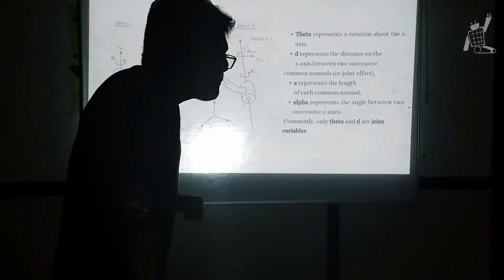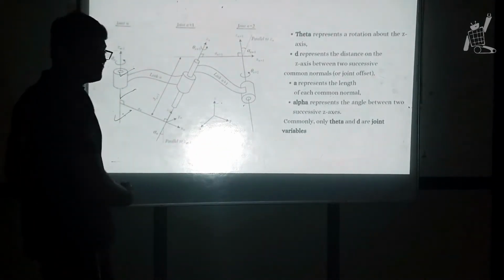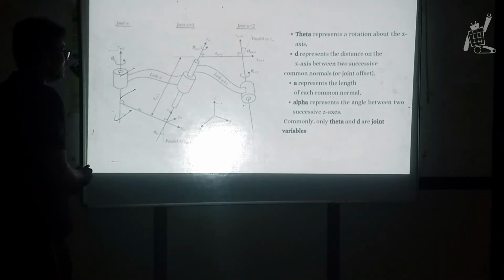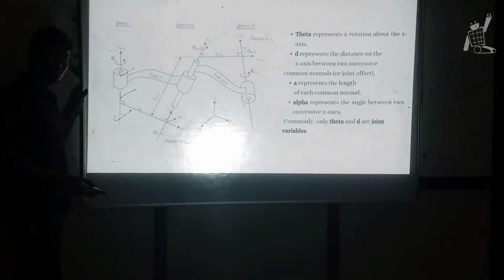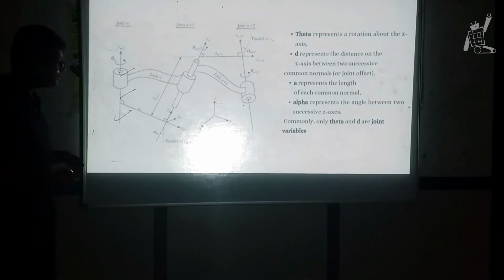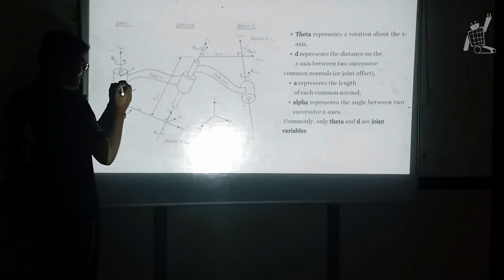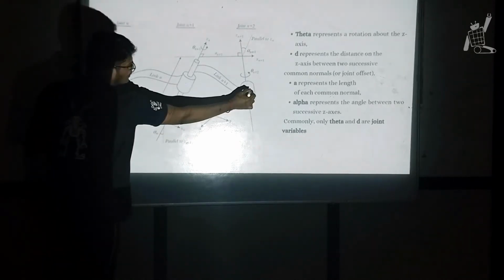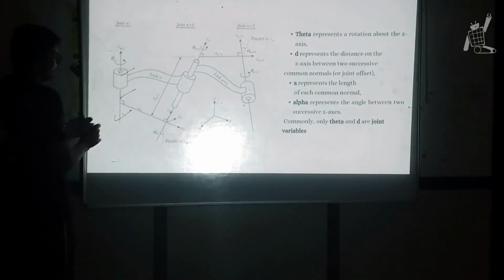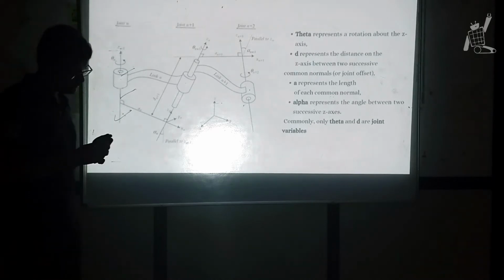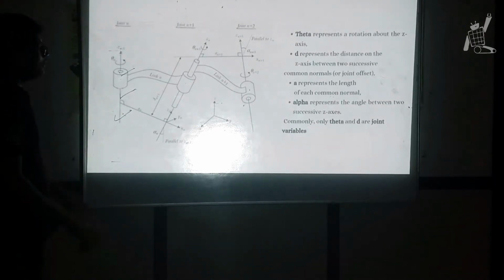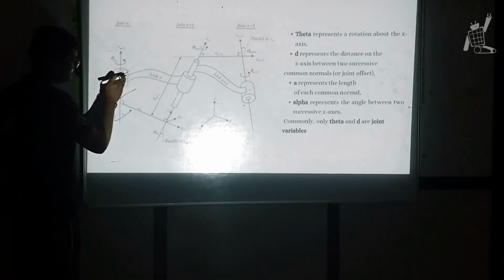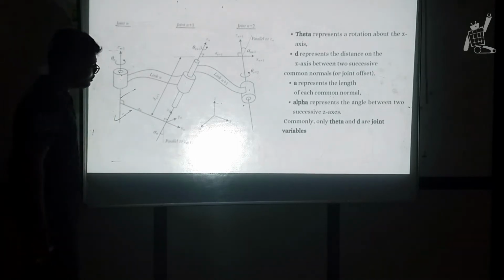Consider a general case. This doesn't actually represent the real robot, but this is only a general case. This is one joint, and this is the other joint, and this is another joint. So the first thing we need to do is assign a frame to each joint.